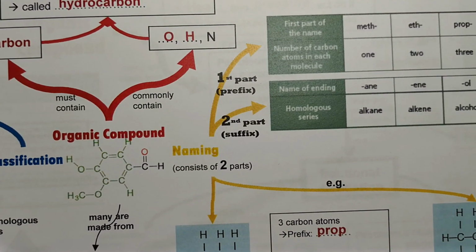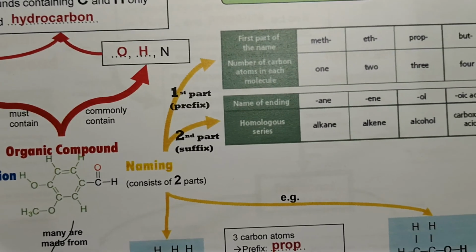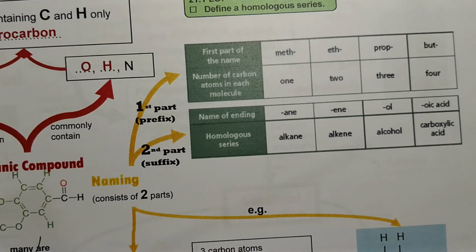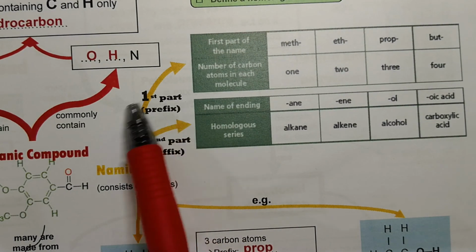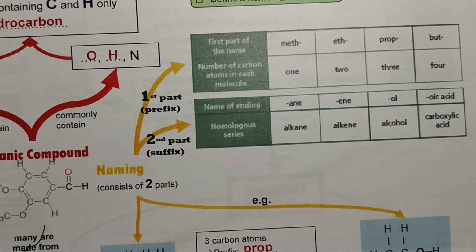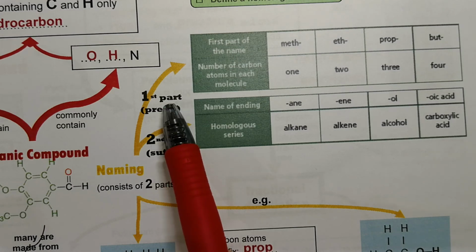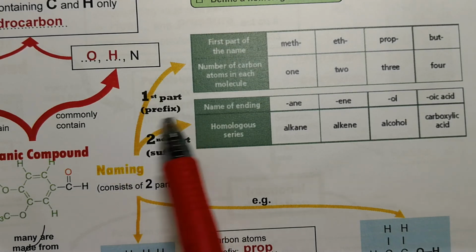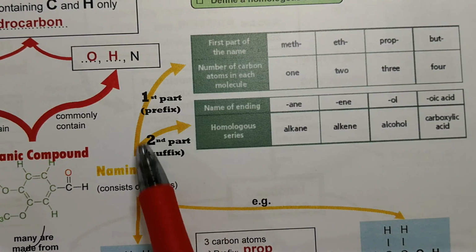Now the naming of organic compound. The name of an organic compound is a bit complicated. In general, it can be broken down into two parts. The first part is called the prefix. Just like the Chinese name, you have the surname followed by the first name. For example, Tan Ah Cao: Tan would be the prefix, the surname, and then Ah Cao would be the suffix, or the first name.